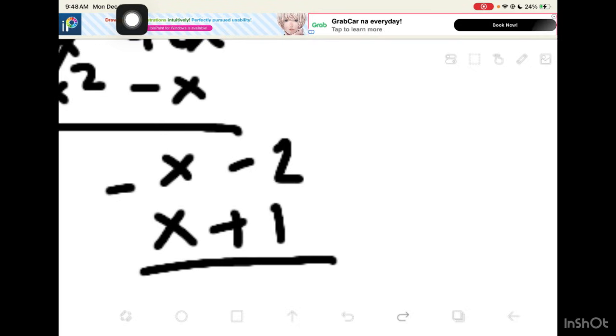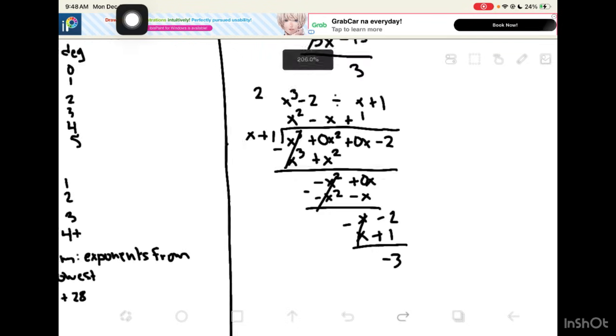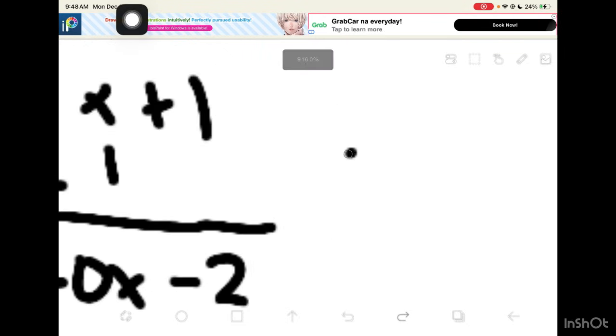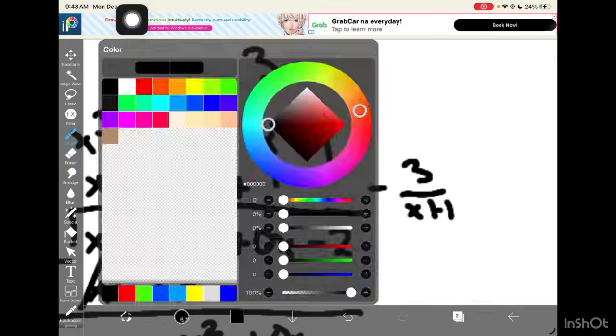So we can cancel this one out. Negative 2 minus 1, negative 3. And that's our final answer. So negative 3 over x plus 1. And that's our answer.